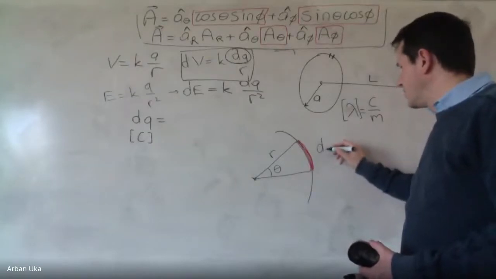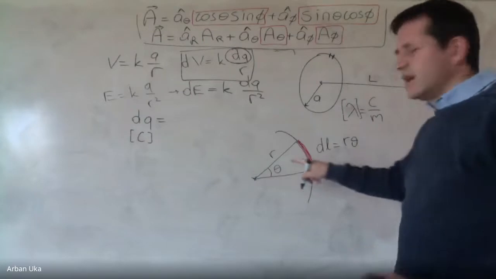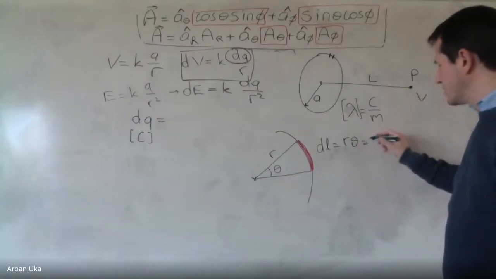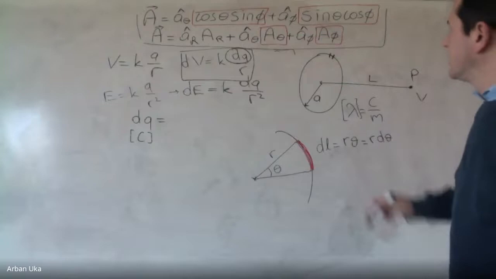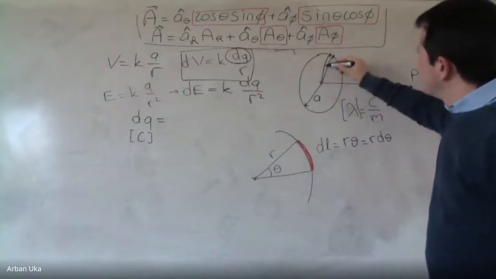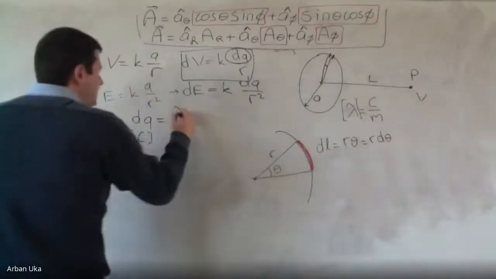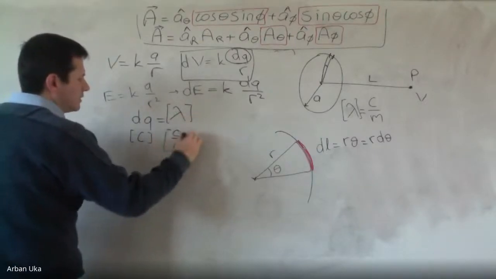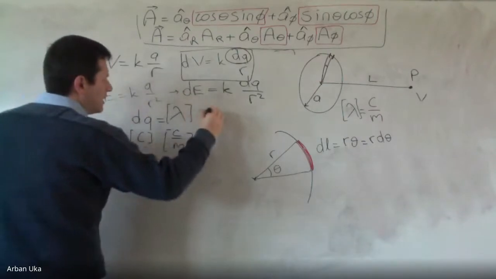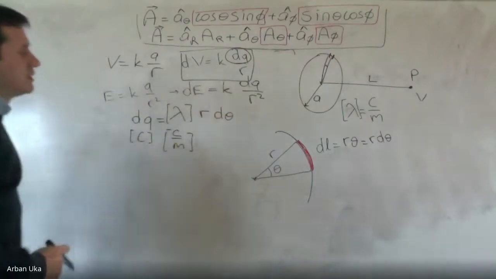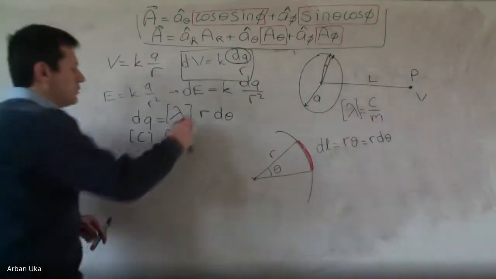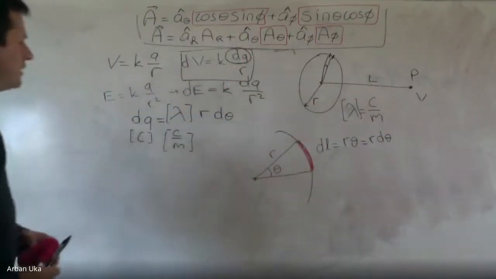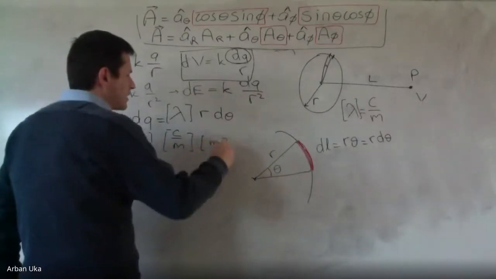So this dl, or the length element, is r theta, where the angle is in radians. But we assume that we have an infinitesimally small angle, so this is equivalent to r d theta. We have an infinitesimally small angle, and dq is equal to lambda, which has units of coulombs per meter, times r d theta, which is radius times the infinitesimally small angle. This r, we assigned as a, but let's use r, it doesn't matter. And this r d theta has units of meters, so the units are good now.